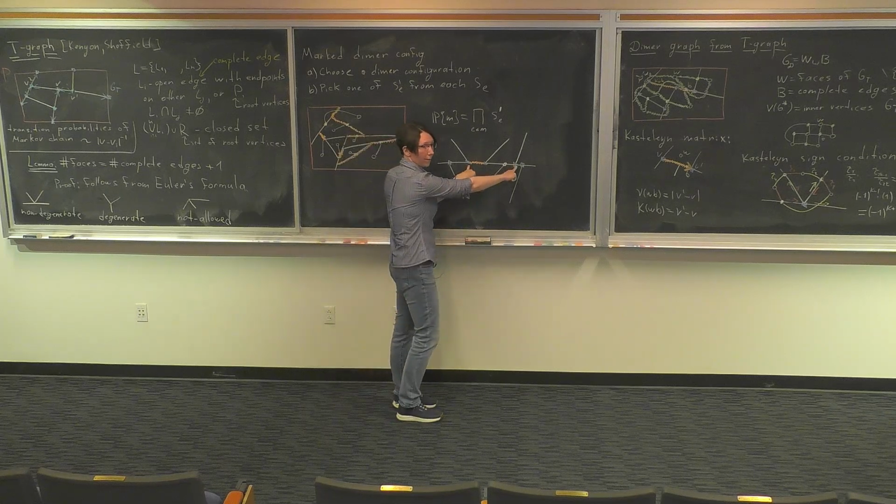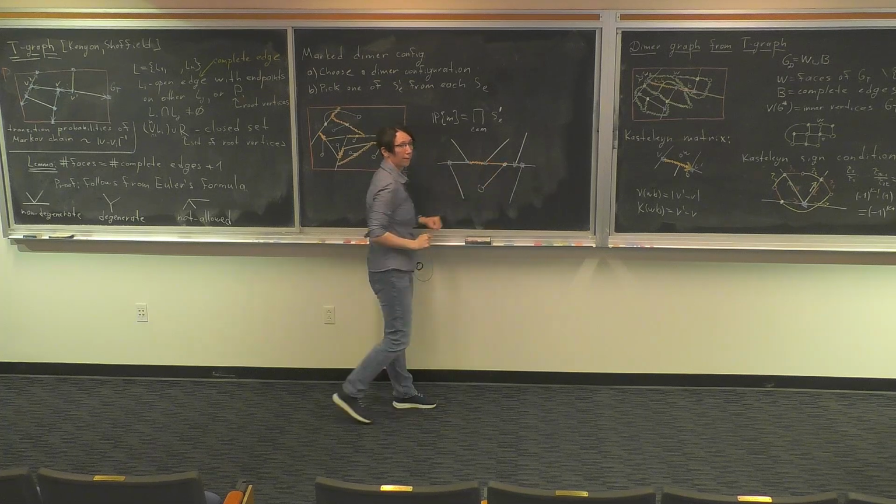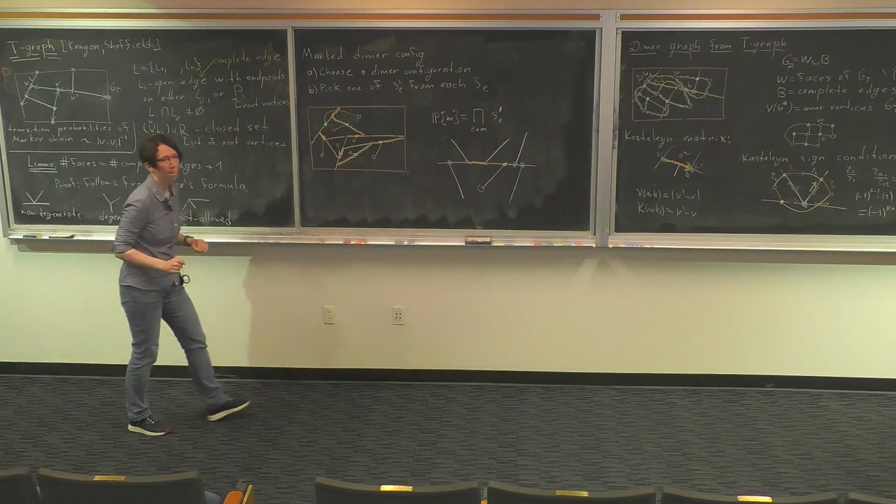Because if I take this one, this is 2 edges of a T-graph. This is this edge and this edge.